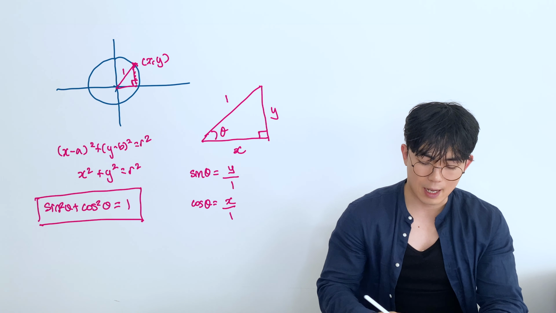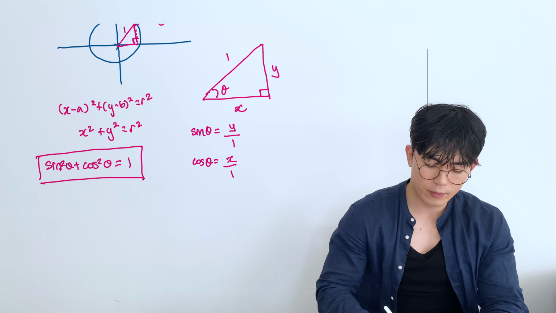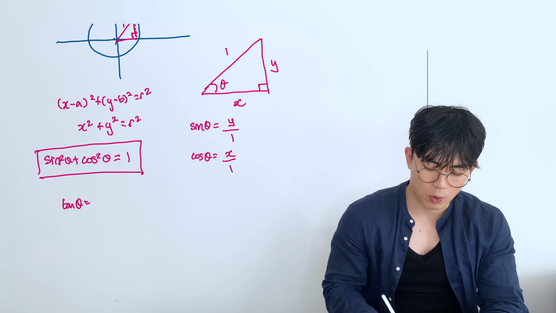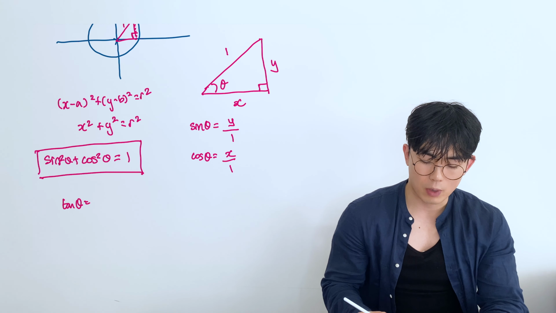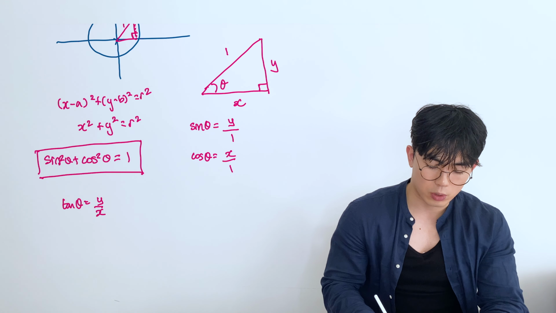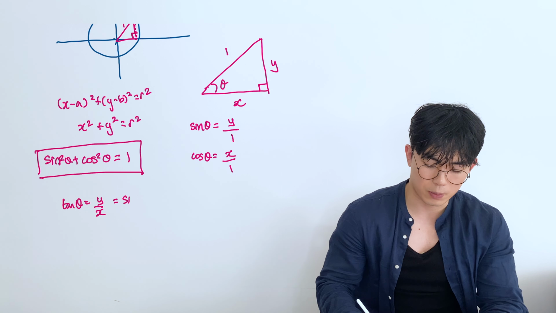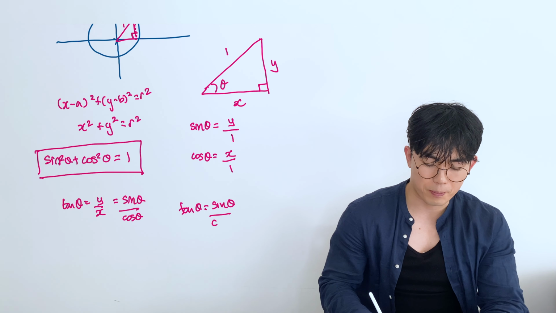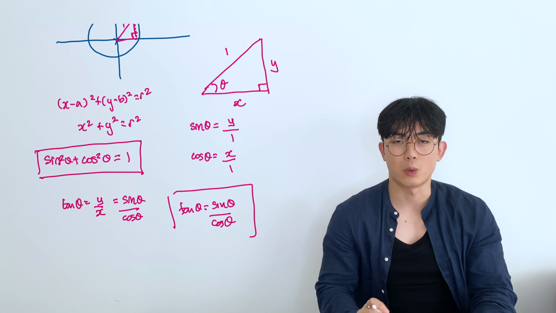Right, the second one is tan theta. So tan theta is going to be opposite over adjacent, right? So in this case, y over x. And y we said was sine theta and x was cos theta. So tan theta is actually going to be just sine theta over cos theta. Okay, so once again, this is also a very basic identity that you need to be very well aware of.